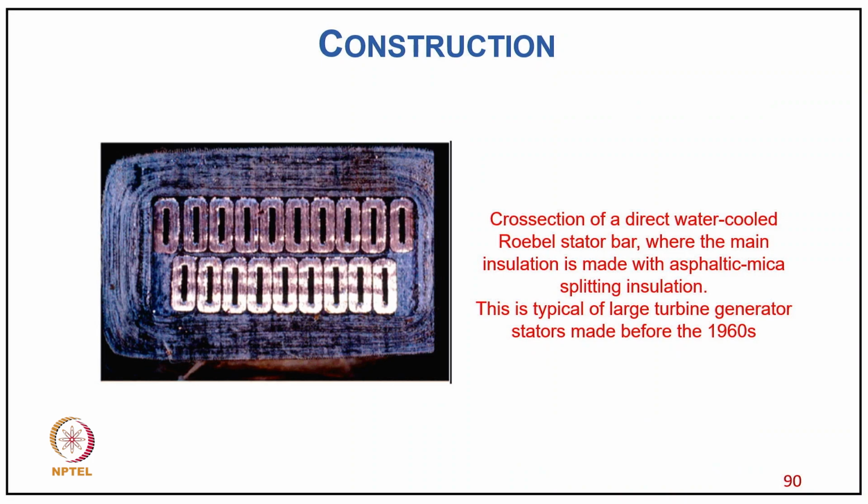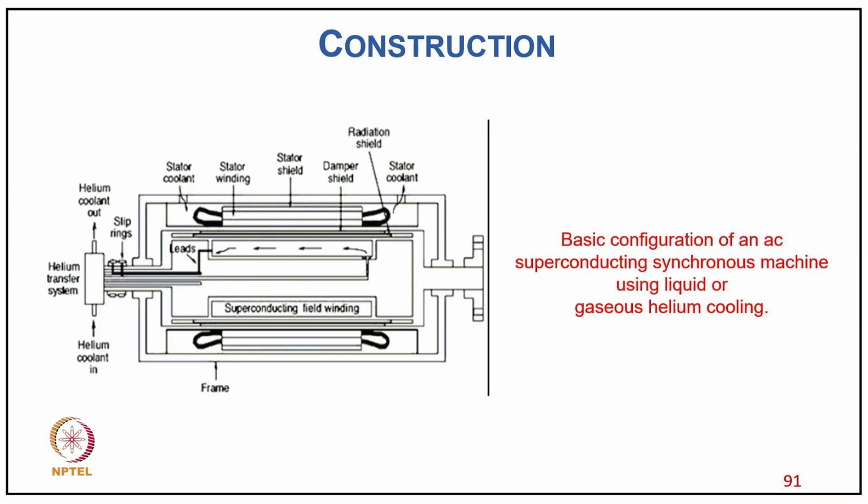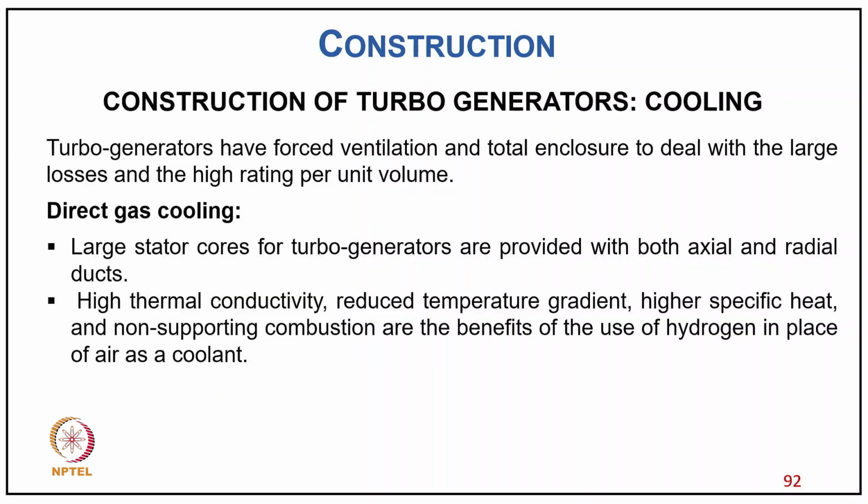So now you can see the typical construction cross section of a direct water cooled Roebel stator bar, where the main insulation is made with asphaltic mica splitting insulation, and this is typical of large turbine generator stators made before 1960. And now the basic configuration of an AC superconducting synchronous machine uses liquid gaseous helium cooling.